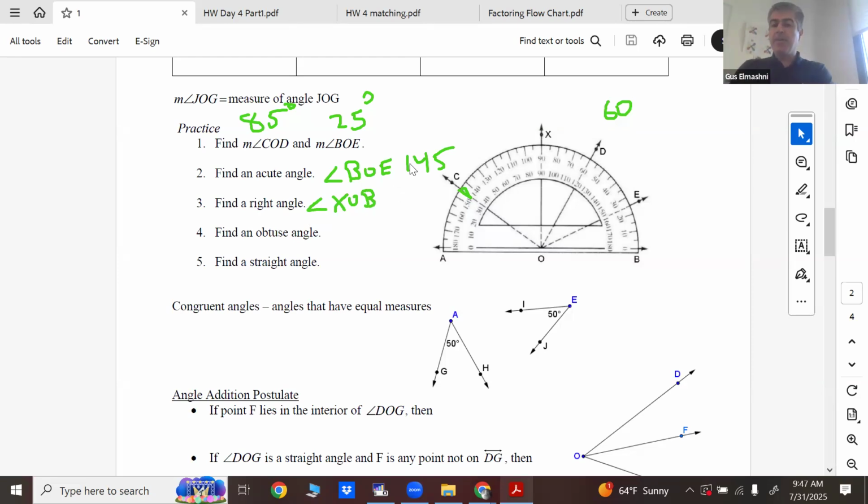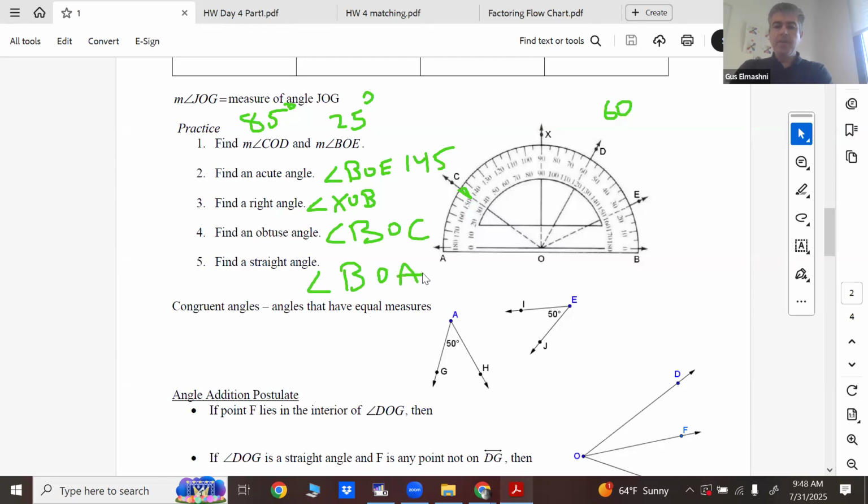Name for me an angle that's obtuse, more than 90. BOC, I love it, yes. Or COB, however you want to call it. Outstanding. Give me a straight angle. BOA, 180. Or AOB.